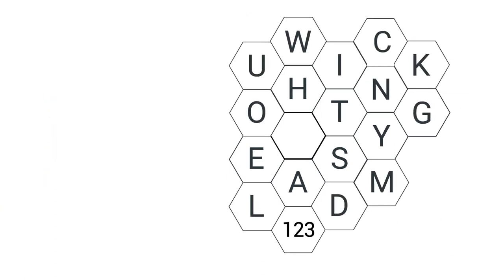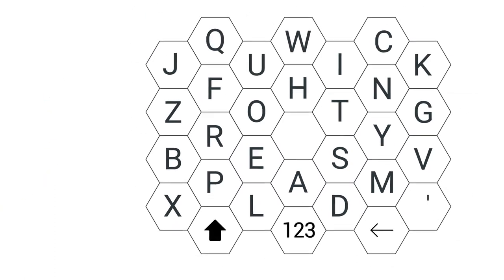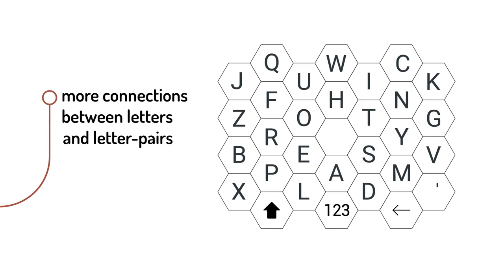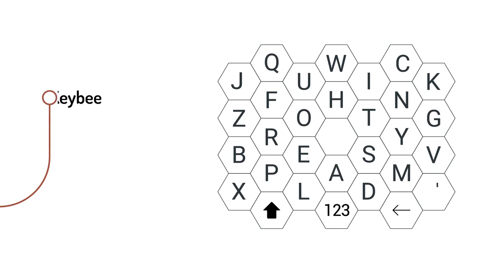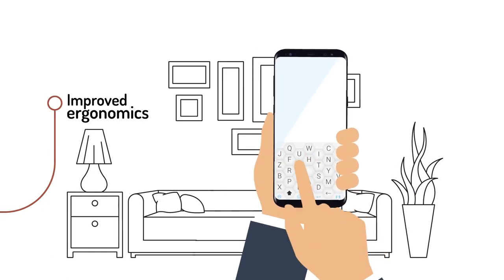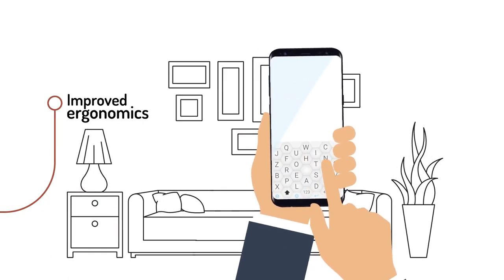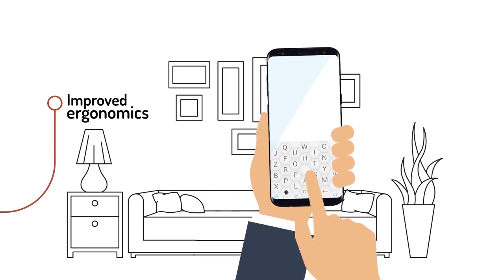We increased the typing speed up to 50% by making more swipe-friendly connections between letters and letter pairs, and by removing the gaps between keys. We improved ergonomics by arranging the layout around the center of the screen to type easily with just one finger. No need for two hands for typing.